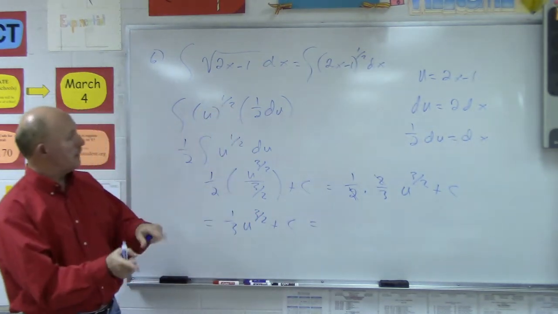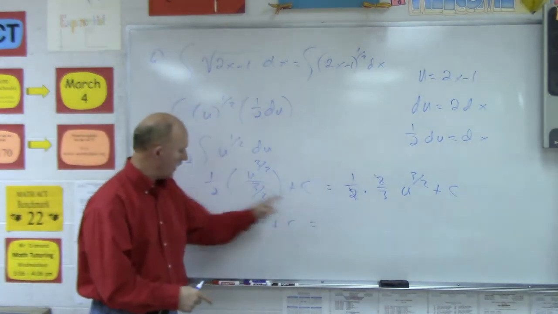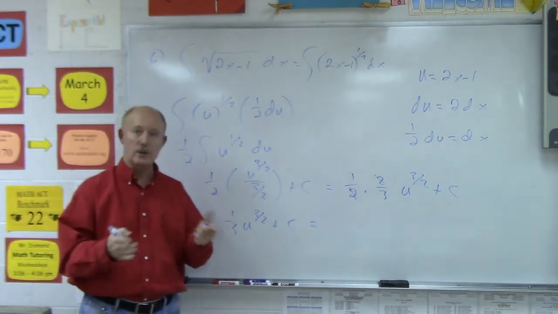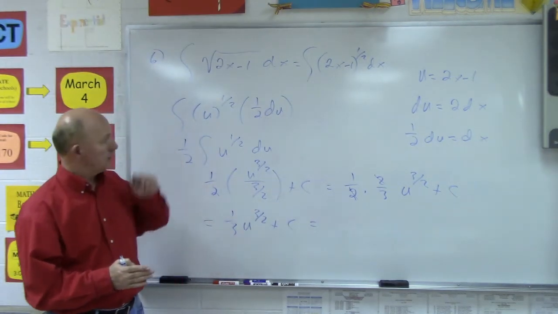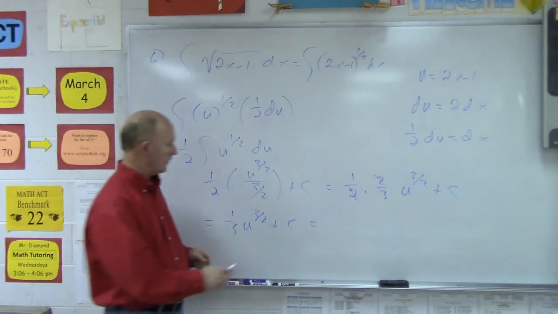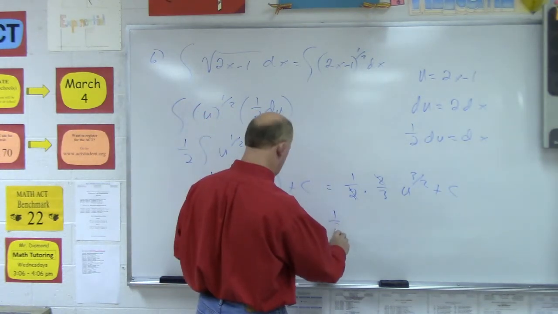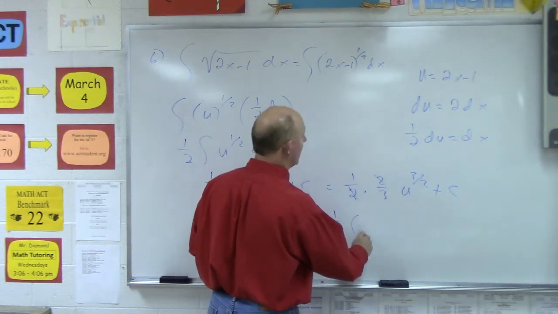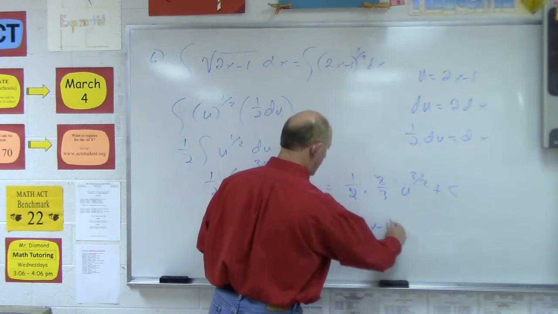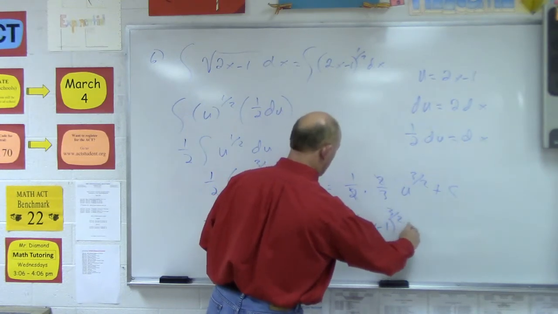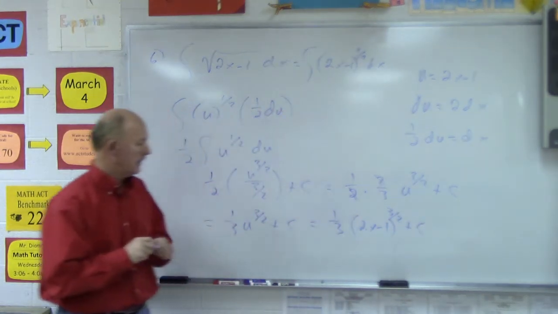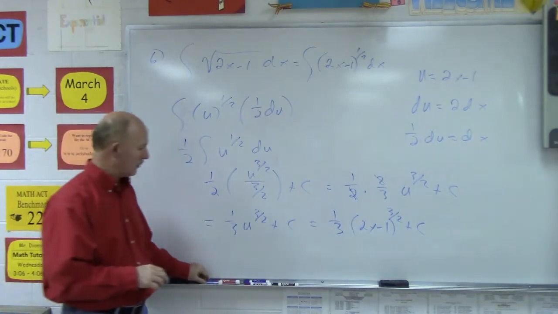Now, substituting back in for u, we've got our antiderivative in terms of u. All we have to do now is rewrite it back in terms of x. So this becomes 1/3 times 2x minus 1 to the 3/2 power plus our constant of integration. So this will be our final antiderivative.